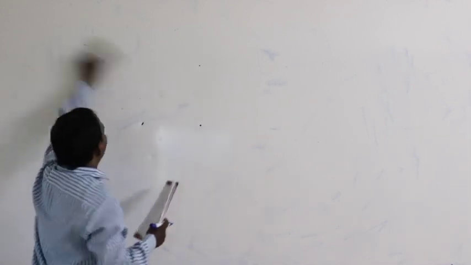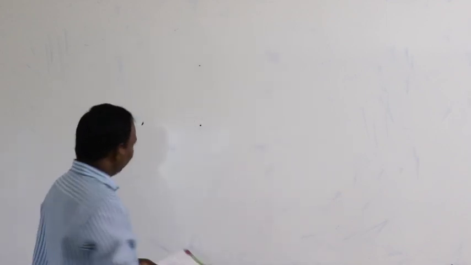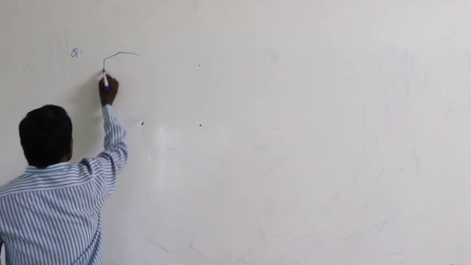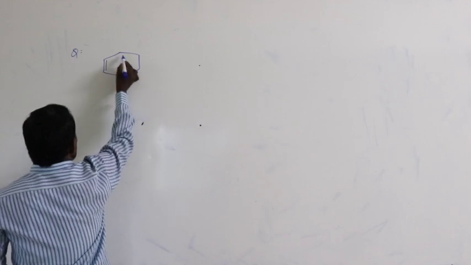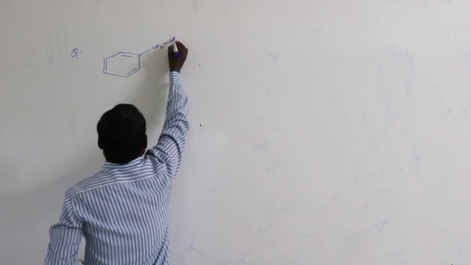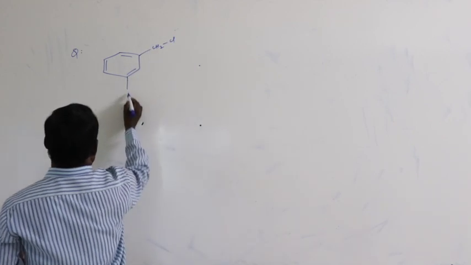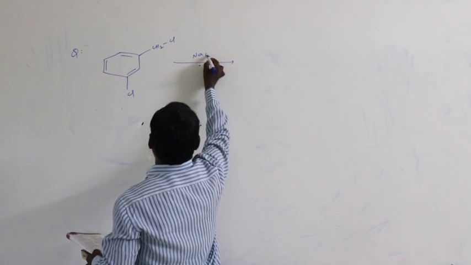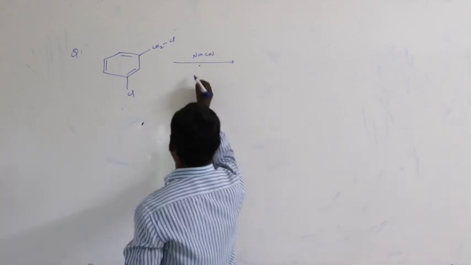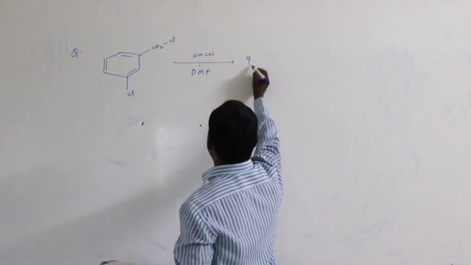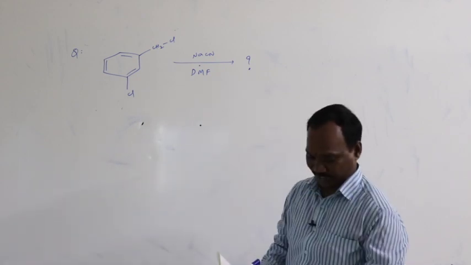Yes, and one more important question, very, very important. Benzene ring plus with CH2Cl, at para position chlorine is present. It is on treatment with sodium cyanide, DMF, dimethyl formamide. What is the product obtained in this reaction?